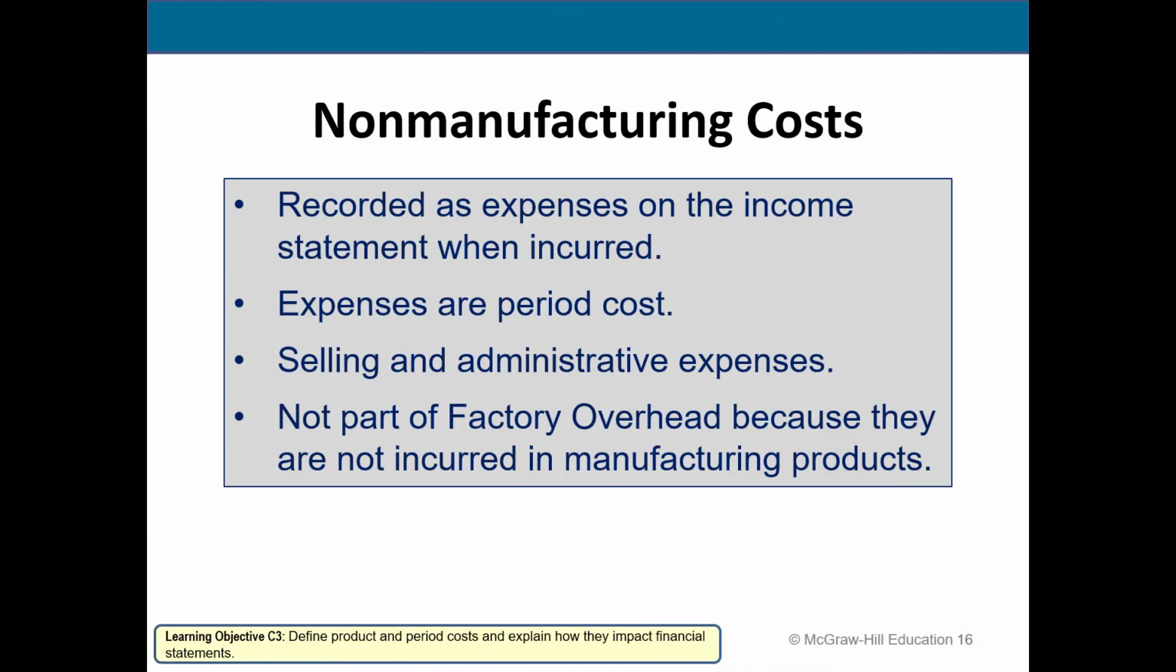We also have non-manufacturing costs. So these are our selling and administrative expenses. And remember, I mentioned before that they're called period costs, and they are recorded on the income statement when incurred, so in the same period they're incurred. They're not part of the product cost. Examples include office employee salaries and depreciation on the office equipment, also advertising expenses.